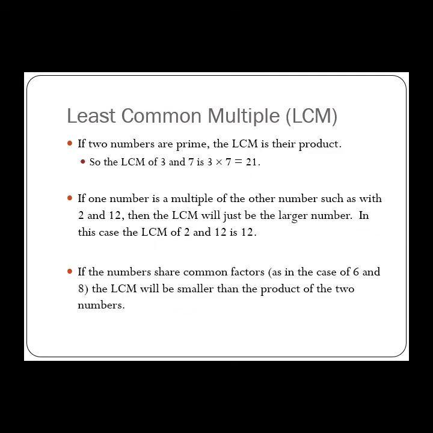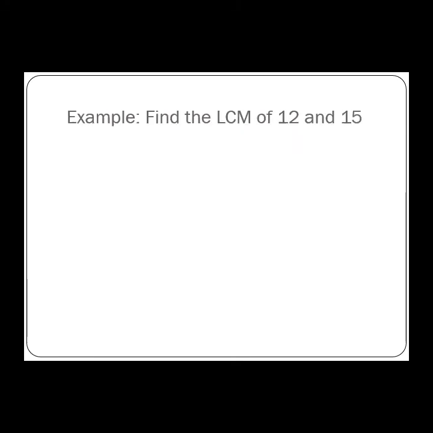Some techniques: if they're both prime, the smallest thing that they're going to go into is literally 3 times 7. If one number is a multiple of the other, so like here 2 and 12, where we know 12 is divisible by 2, then the LCM is actually just going to be 12 itself. So it's possible that the least common multiple is one of the two numbers that you're seeing. And then, as in the case of 6 and 8, sometimes it's something between 8 and 48 where you find it. So somewhere in between if they share common factors.